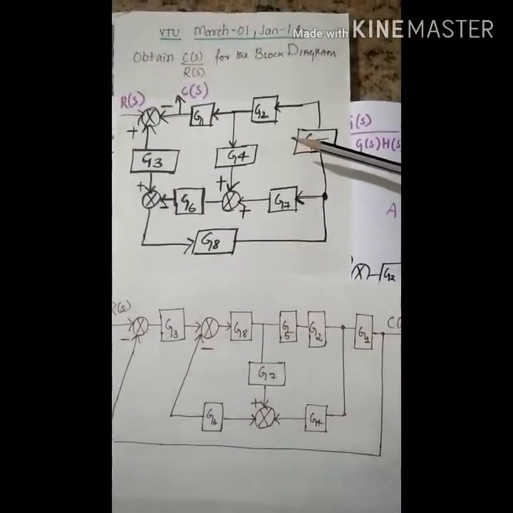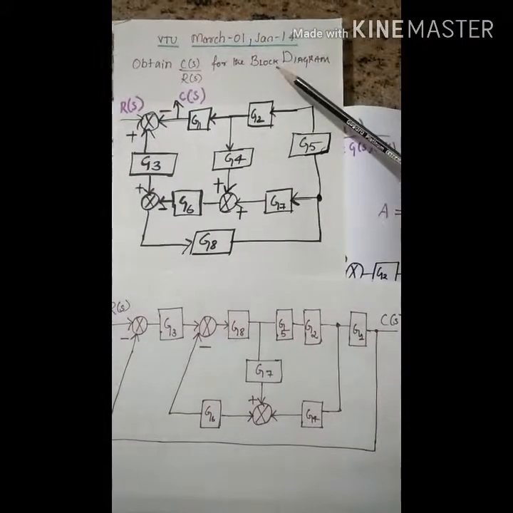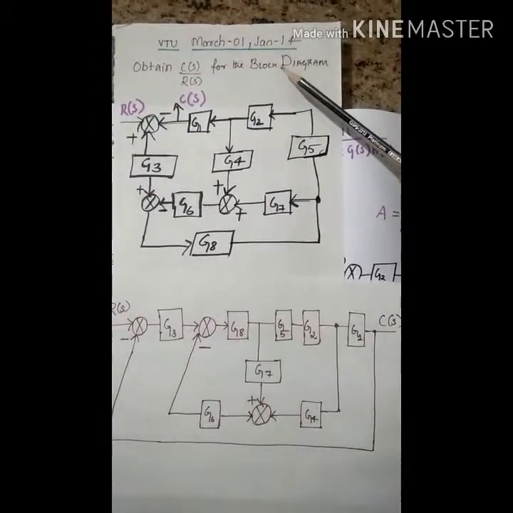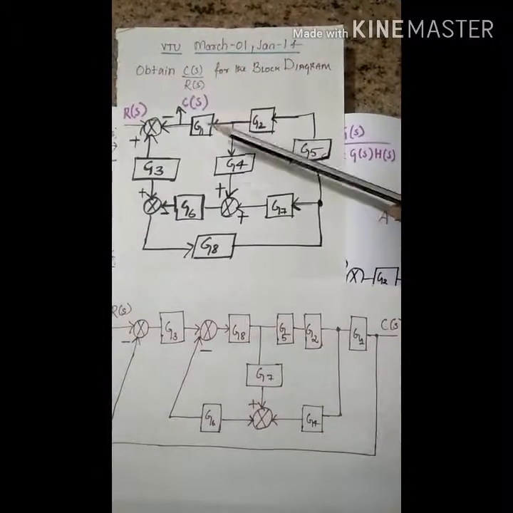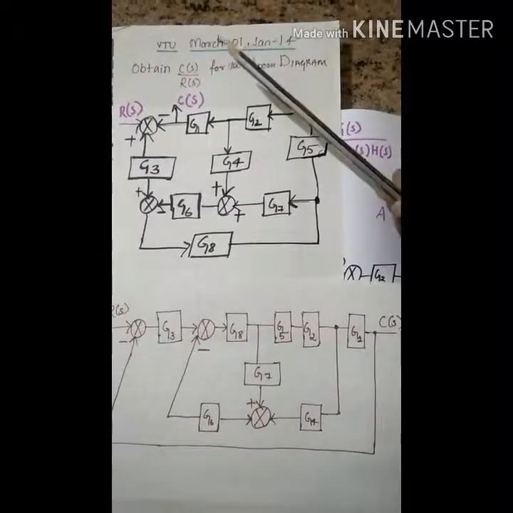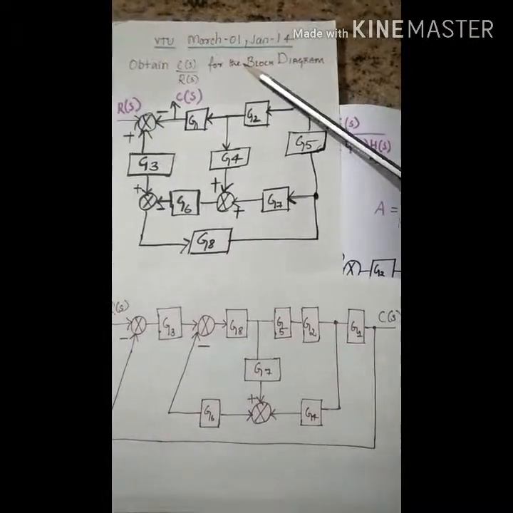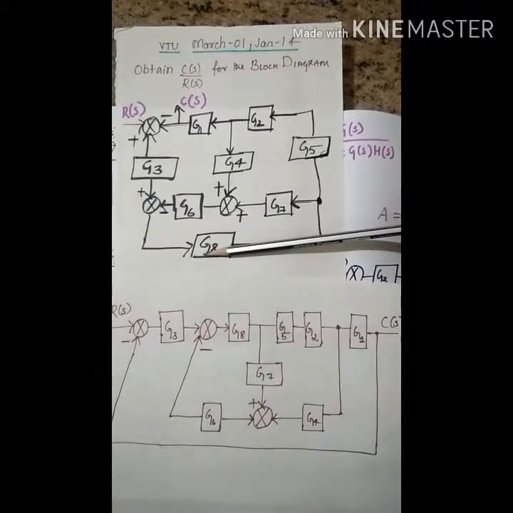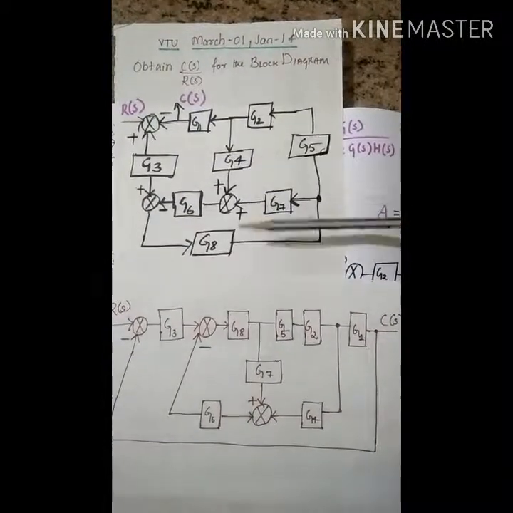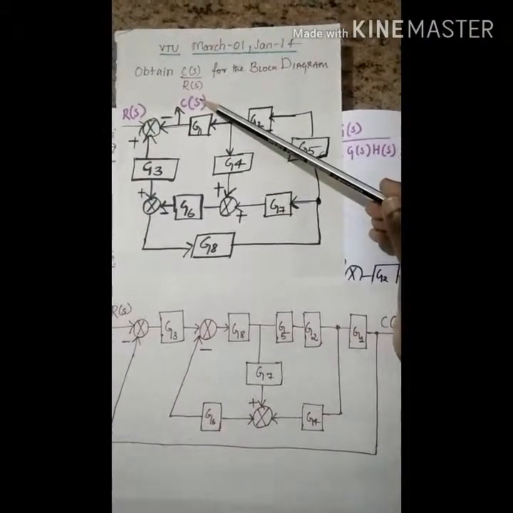As you can see here, this is a block diagram reduction problem wherein they've asked to find out the transfer function, that is C of S by R of S for this problem, which is repeated in March 2014 VTU question paper. Now as you can see in this problem, there are 8 gain blocks which are interconnected to various summing points wherein the output is taken at G1.